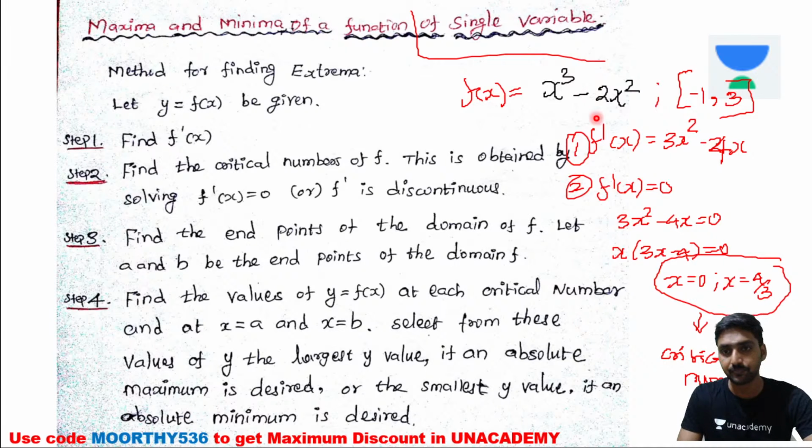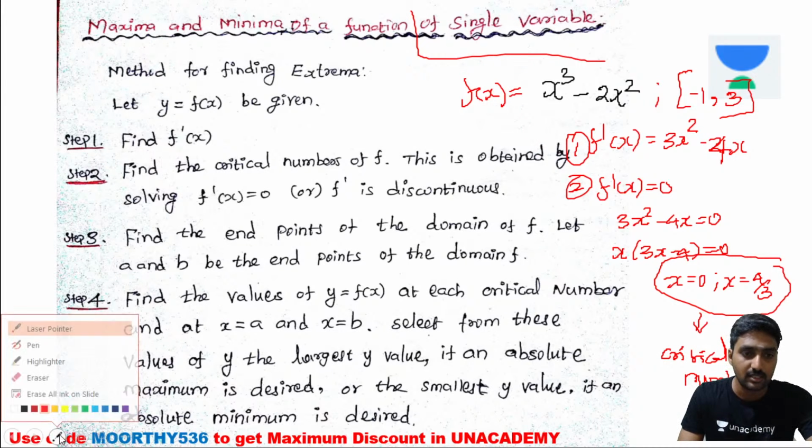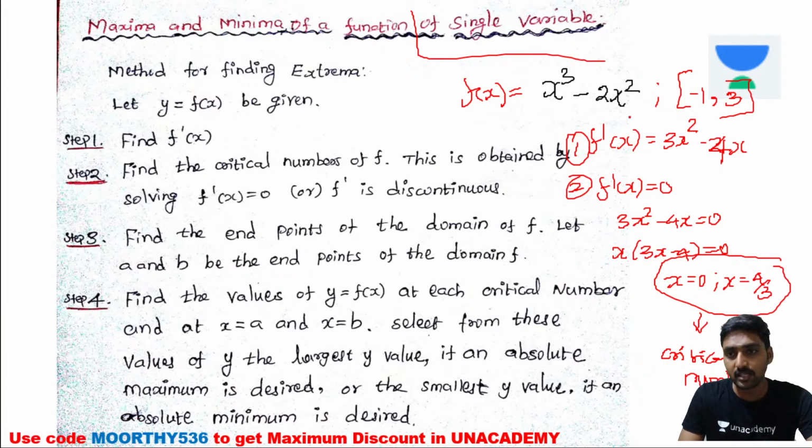One more thing we need to keep in mind, my dear students, please make a note of it. After identifying the critical numbers, we need to check whether the given points lie inside the given limit or outside the limit. From -1 to 3, so 0 lies inside the given limit. 4/3 is 1.33, so this value also lies inside the given limit, so we can take it.